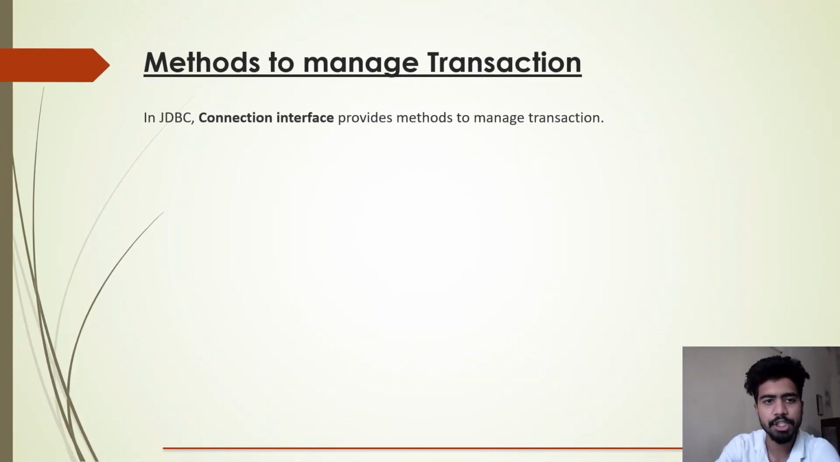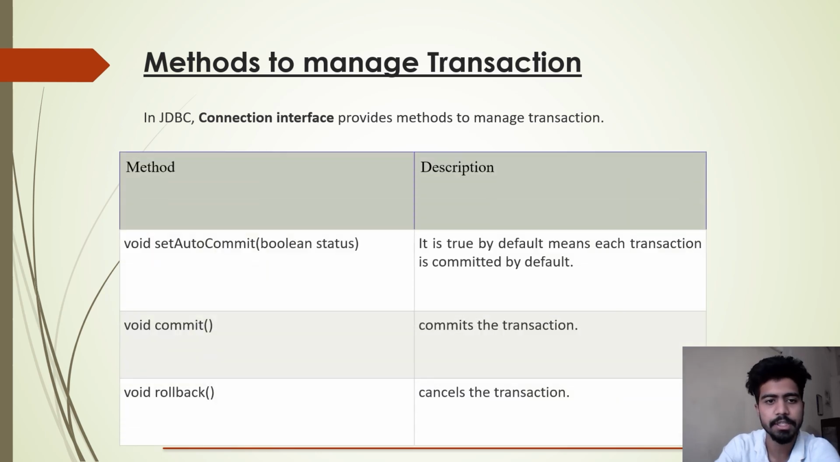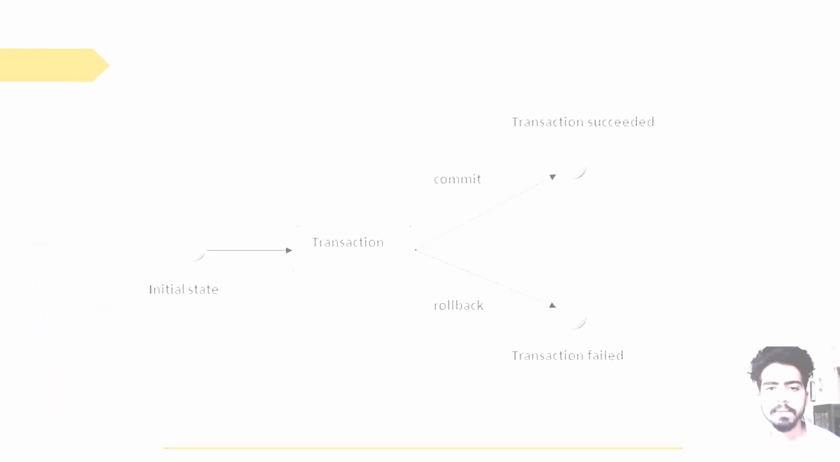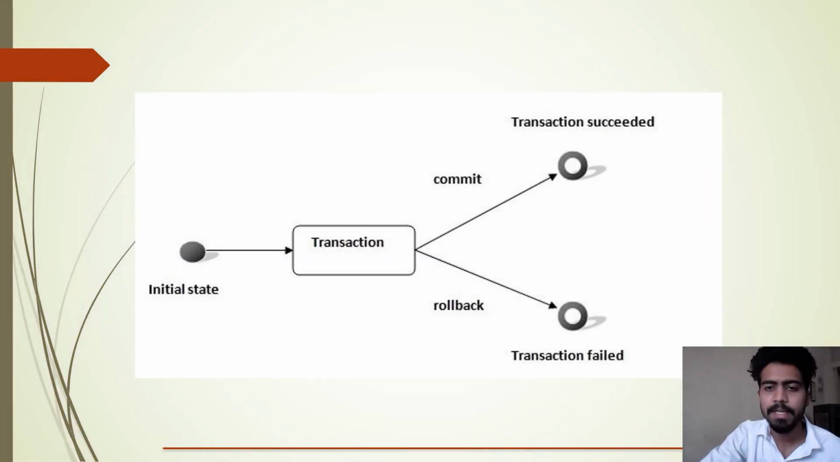Methods to manage transactions. In JDBC, the connection interface provides 3 methods to manage transactions: setAutoCommit, commit, and rollback. setAutoCommit is true by default, which means each transaction is committed automatically, and we can also set it to false. The commit method is used to commit the transaction, and the rollback method is used to cancel the transaction. If we use commit, the transaction will succeed, and if we roll back, the transaction will fail.